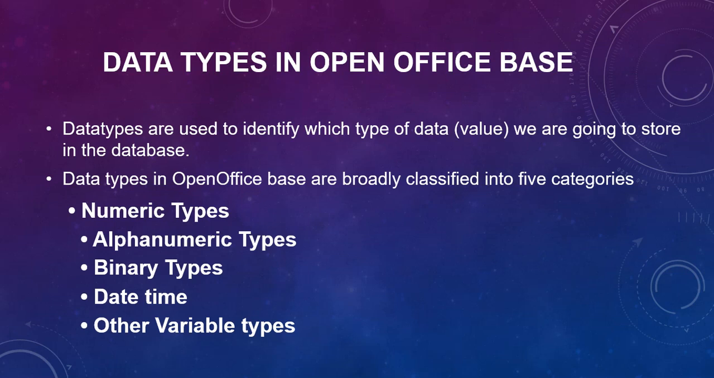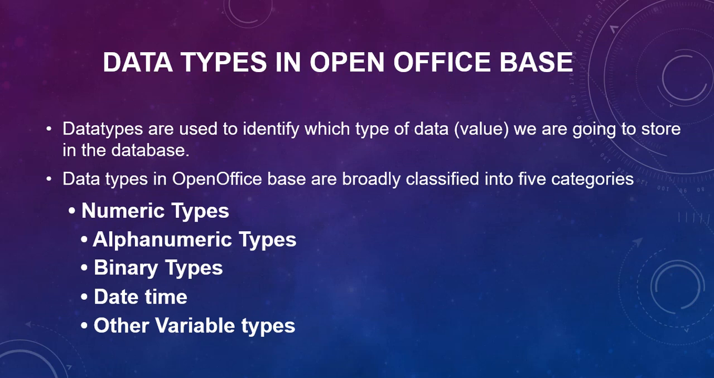Data types are used to identify which type of data or value we are going to store in the database. That is called data types. What kind of data we want to type, whether it is a number, a letter, a date or any symbols, that is called data types. Data types in OpenOffice Base are broadly classified into 5 categories.